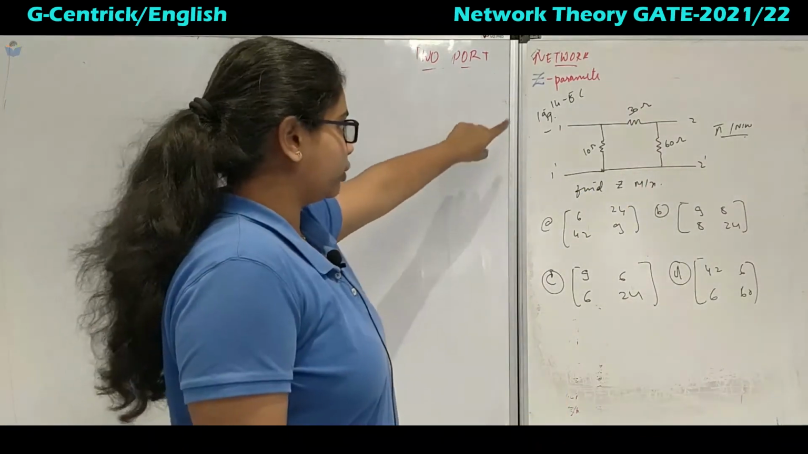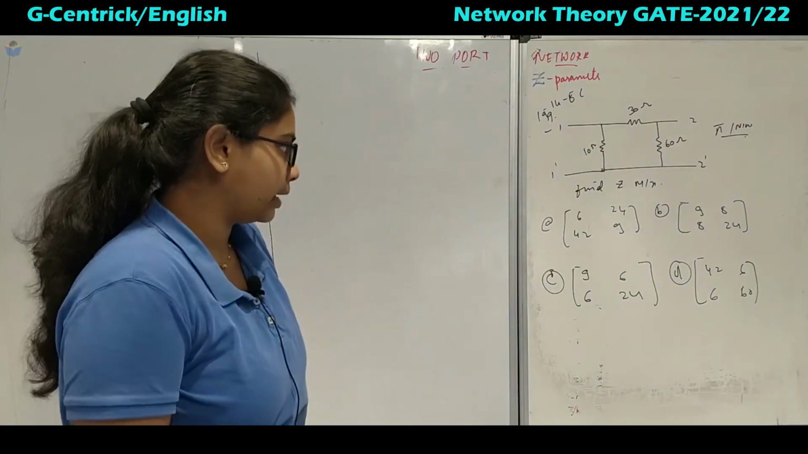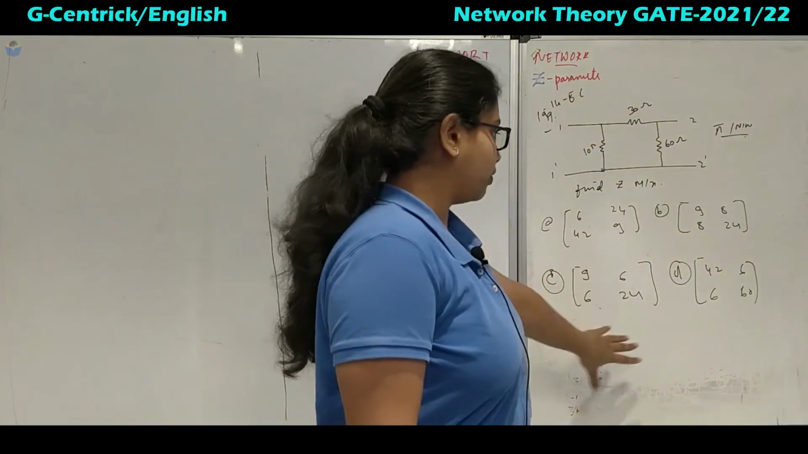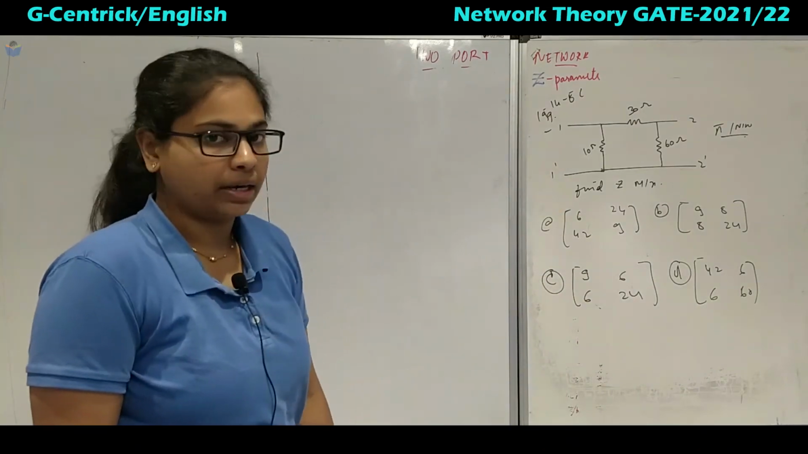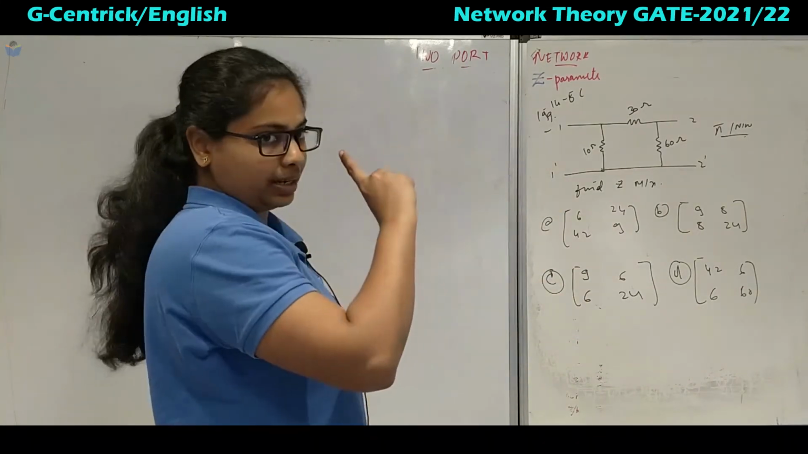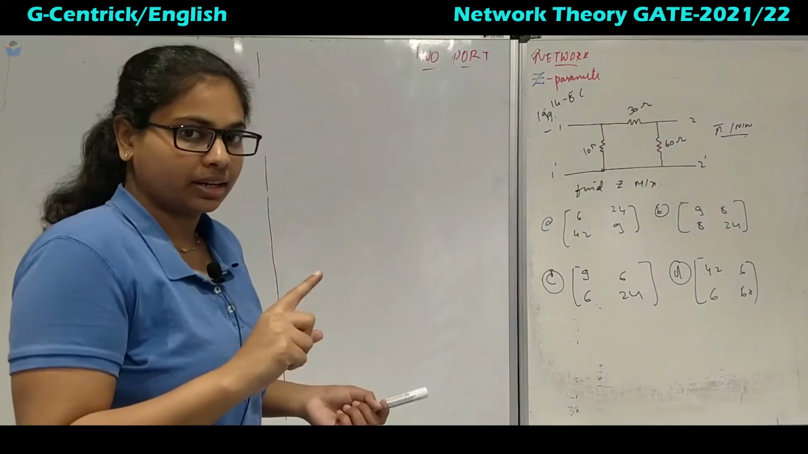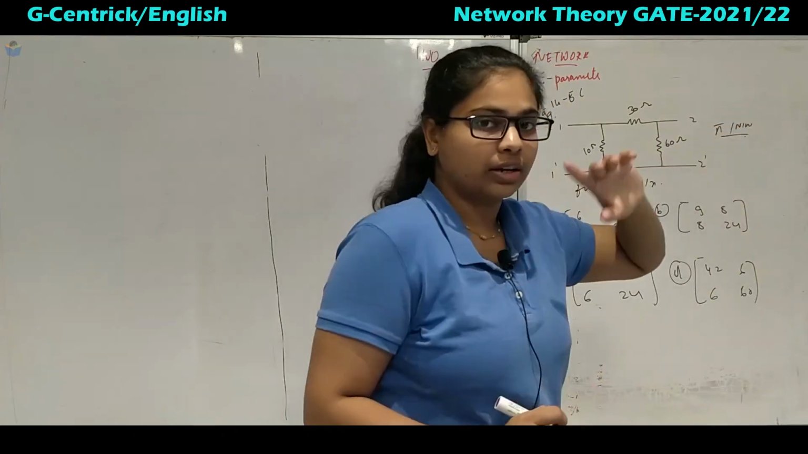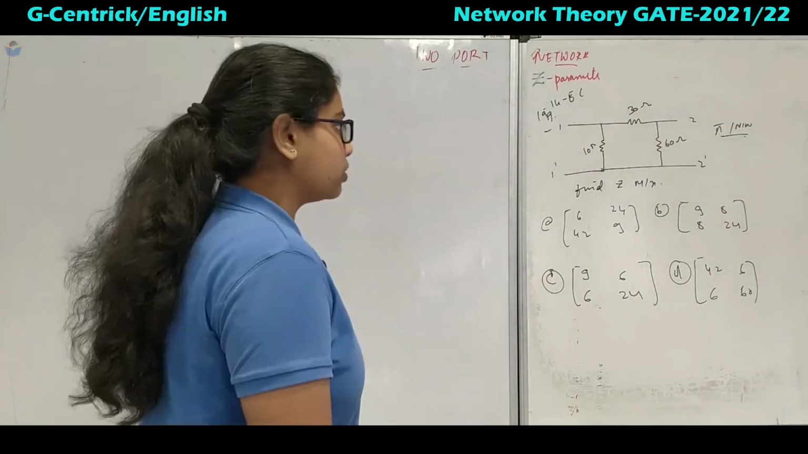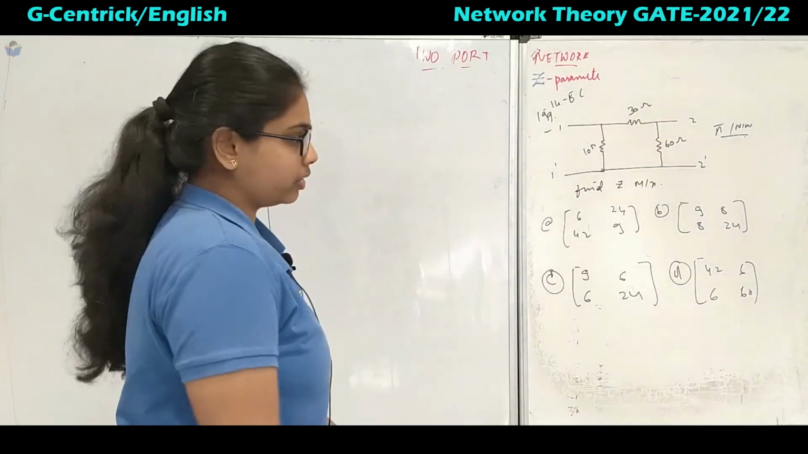We will go with question number 199, which was asked in GATE 2014 electronics branch. They have given this network and we have to find the Z matrix, with options also given. We had seen a T network, now this is a pi network. Basically, a T network we also call a star network, and a pi network we call a delta network.